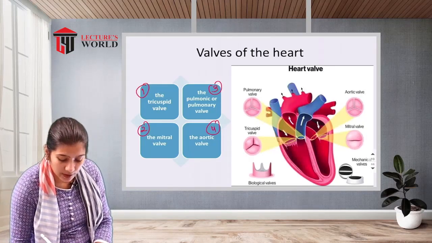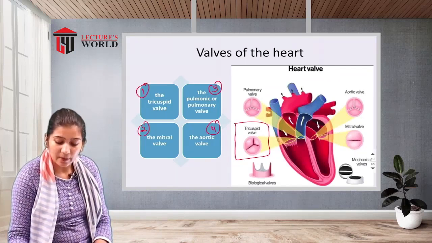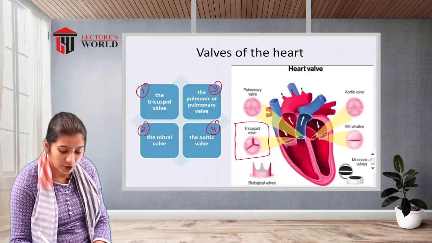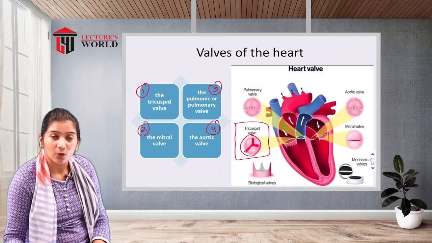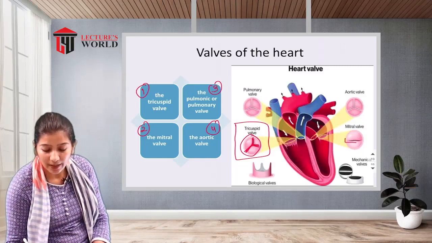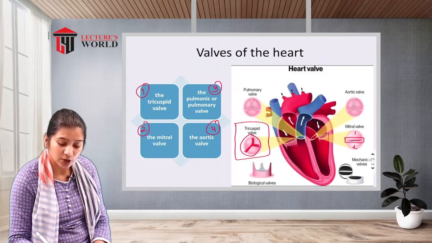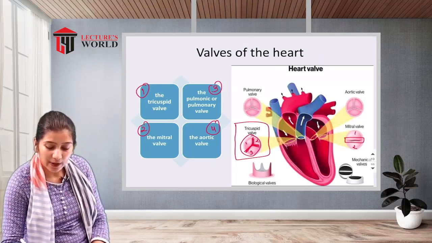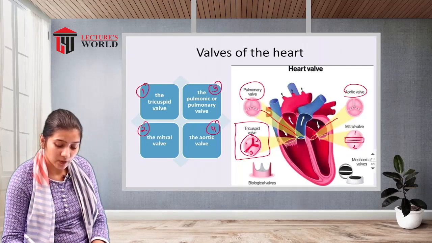So you can see the first is the tricuspid valve. Why is it known as a tricuspid valve? Because it has 3 portions, 1, 2 and 3. That's why it is known as a tricuspid valve. Why is it known as a mitral valve or a bicuspid valve? Because it is divided into 2 portions, 1 and 2, whereas the tricuspid valve is divided into 3 portions, 1, 2 and 3. Next one is the aortic valve, which is present over here, and the pulmonary valve, which is present over here.